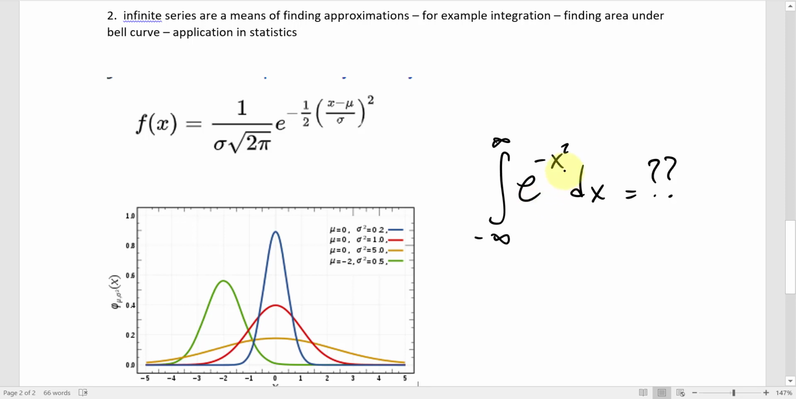Because up to the point where you study series, there is no way to find an antiderivative for this. It doesn't have an exact antiderivative. The only way to get an antiderivative for this thing is to approximate it with an infinite series. And then you can evaluate it for some interval. That's one way that we can find the area under the bell curve, is using infinite series to get approximations to the area under the bell curve. So another really important application of infinite series.